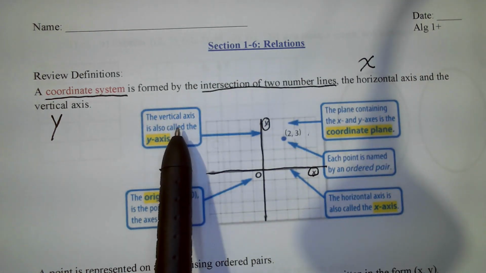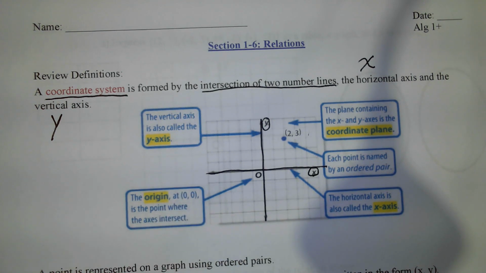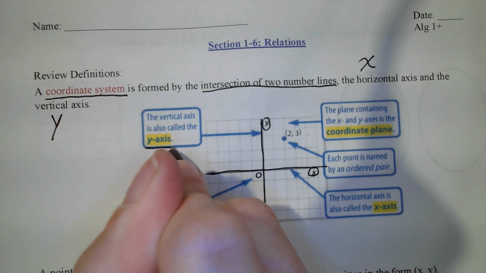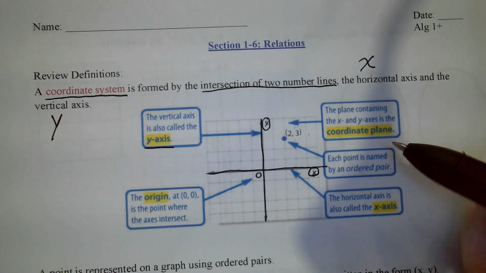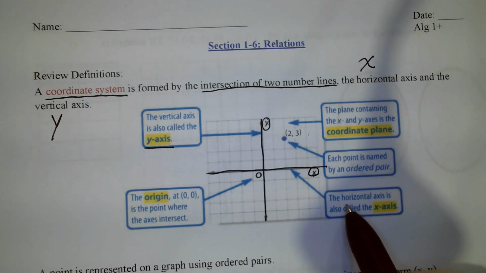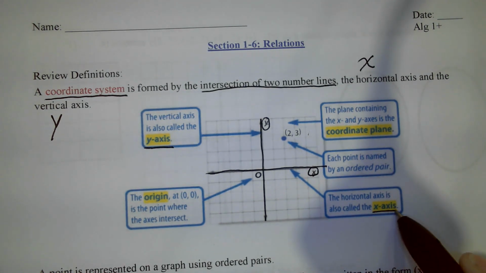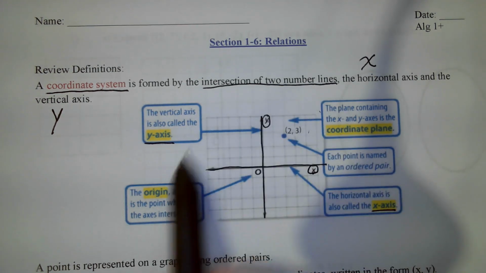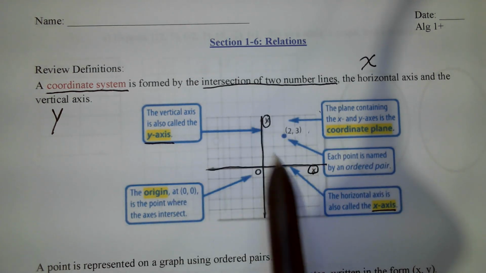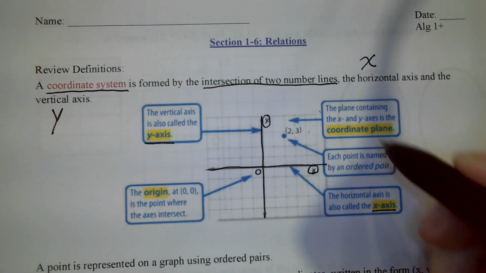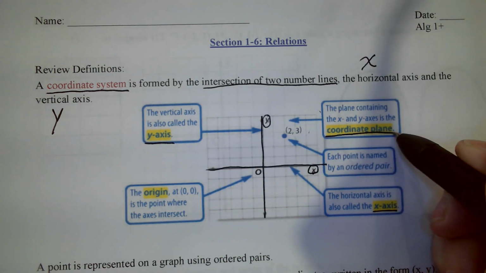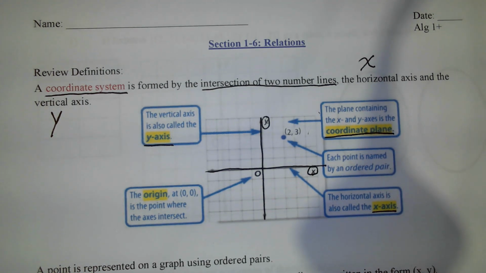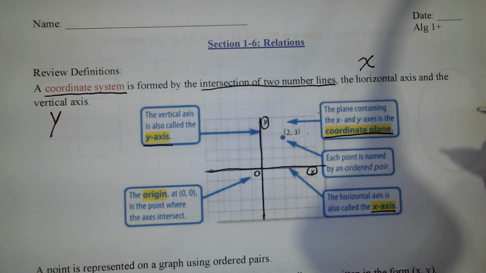So that vertical axis, that vertical line, we call it the y-axis. The horizontal axis is the x-axis. Now, this whole thing with both axes combined to make the intersection and the grid beneath it, we call that the coordinate plane. That's where we are representing our data or showing our numbers.